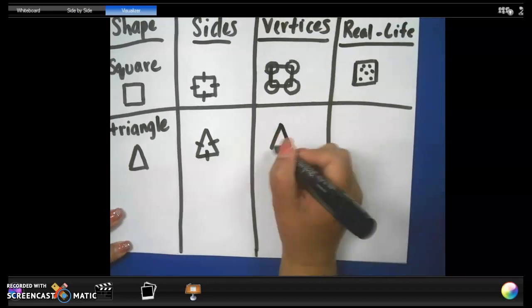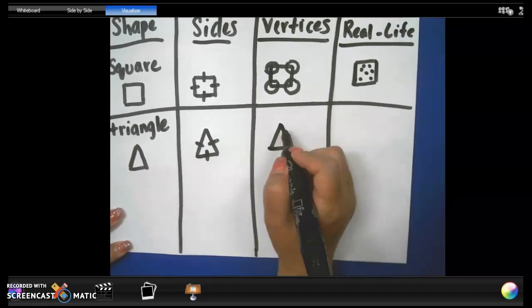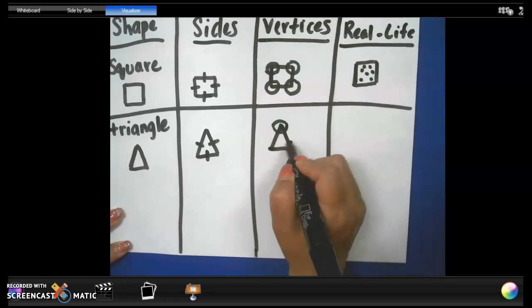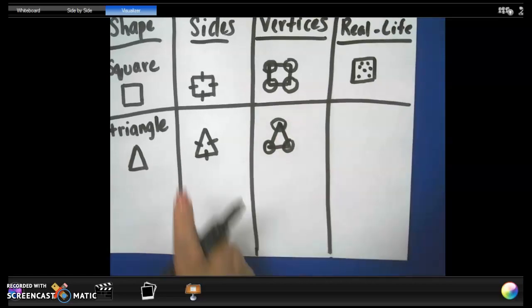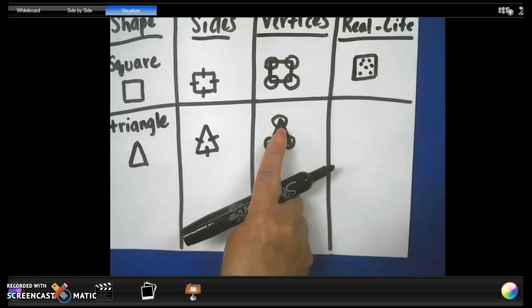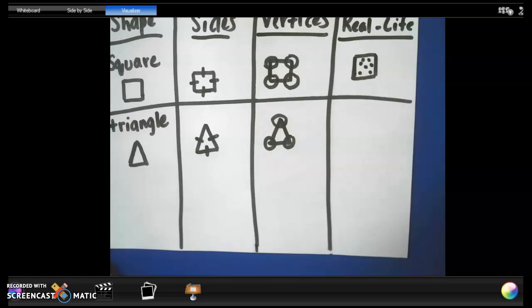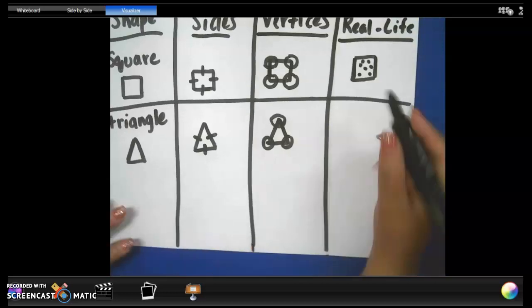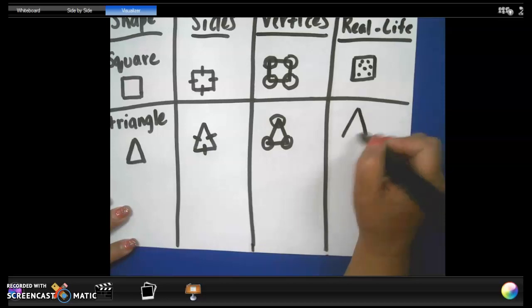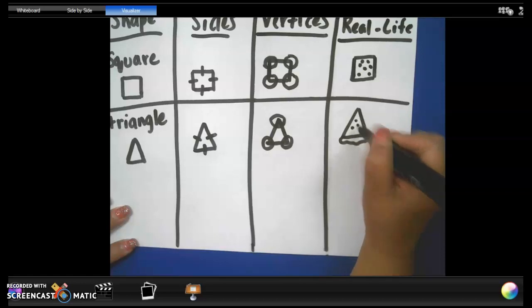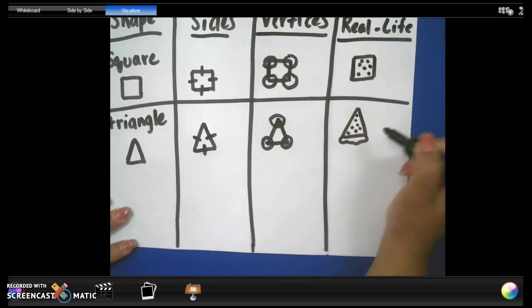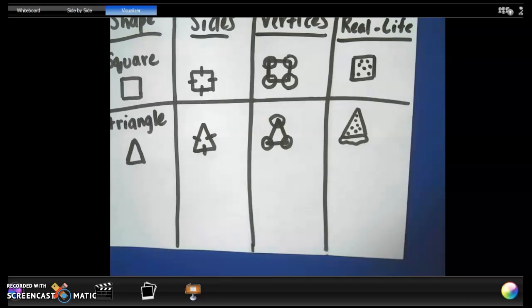So let me draw another triangle. And now we're going to circle the vertices. So that's 1, 2, and 3. So a triangle has 3 sides and 3 vertices. See them right there? And in real life, something that is shaped like a triangle that I can think of right now would be a pizza slice, right? So let me see if I can draw a pizza slice here with pepperoni. It's making me hungry. Okay, so a pizza. All right, so let's move on to our next.